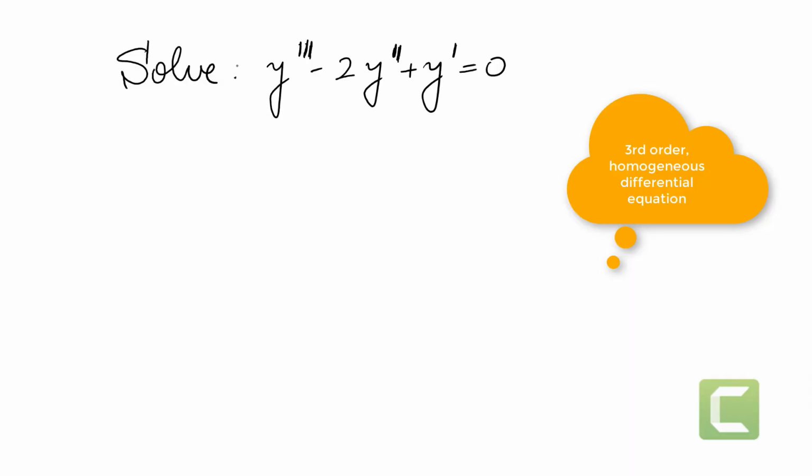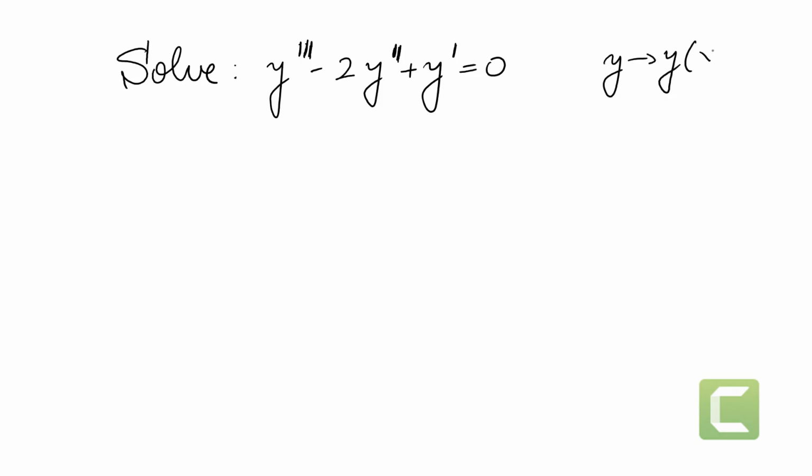Let's solve the equation y triple prime minus 2y double prime plus y prime equals 0. Because I don't see any independent variable, I'm just going to consider that my function is a function of x, so the independent variable, even if it's not written, is x. So how do we solve this kind of equation?